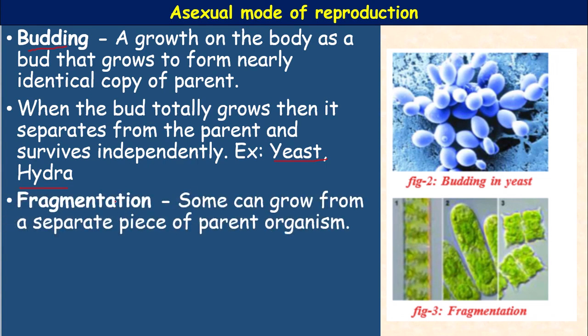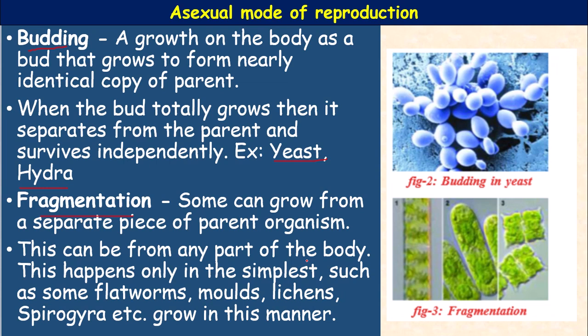Next, fragmentation. In some filamentous plants such as Spirogyra, the body breaks up into two or more fragments. Each fragment or piece grows into a new individual. Some can grow from a separate piece of the parent organism. This is called fragmentation, and it can be from any part of the body. This happens in simple organisms such as some flatworms, molds, lichens, and Spirogyra, a filamentous alga. The fragmentation may occur here or here or at any part like this, and that part will grow into a new one. Fragments means small pieces from the parent that grow into a new one.